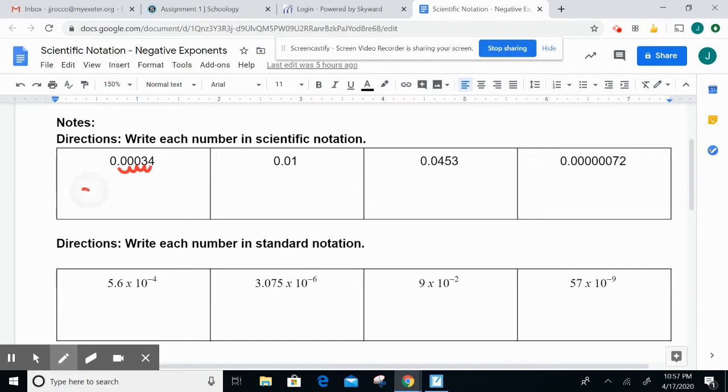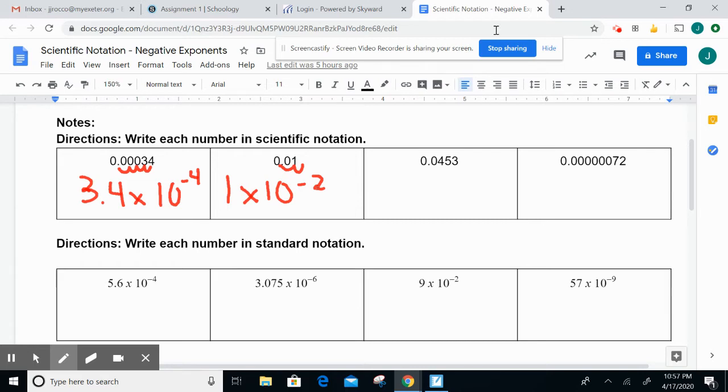In between, we're going to move to the left. It was positive. Well, now it's going to be negative. Same thing here. 1, 2, 1, 2. Put the decimal behind the 1, and you move it -2.